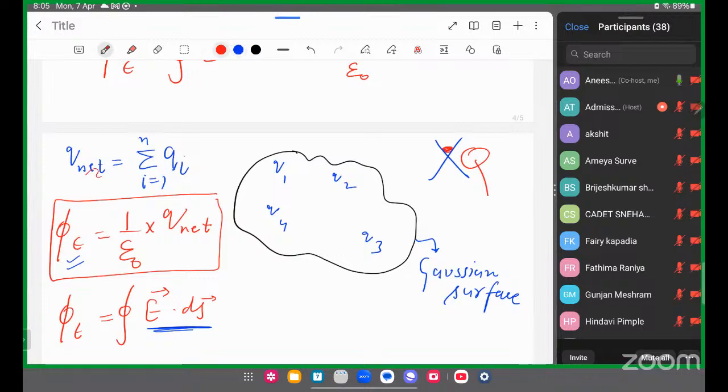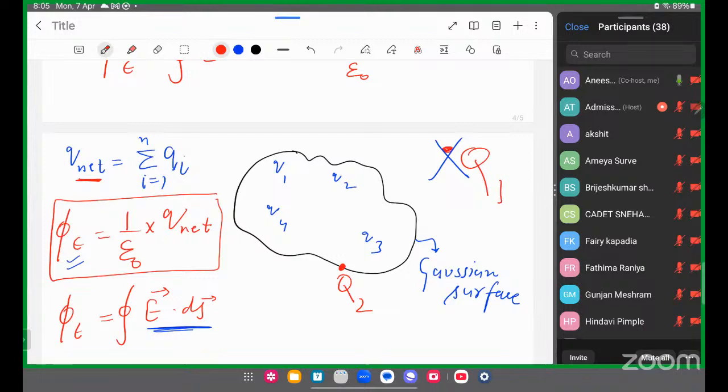So Q net is only for the charges which are inside the surface. So this is again an important point. Outside charge is not considered in this case. And the third point is, if you are taking a Gaussian surface, it has to be in such a way that no charge is on the boundary of the surface.